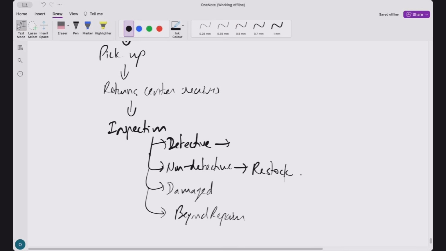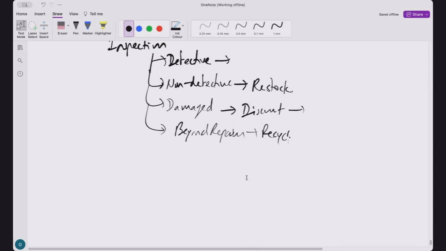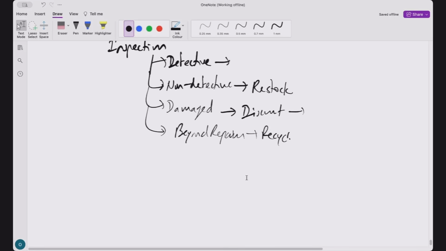Okay. Then if it is damaged, then discount. Okay. Discount or sell as open box. And then if it is beyond repair, then do the recycling and extract valuable materials, for example, rare earths and the bullions, gold, silver, etc.